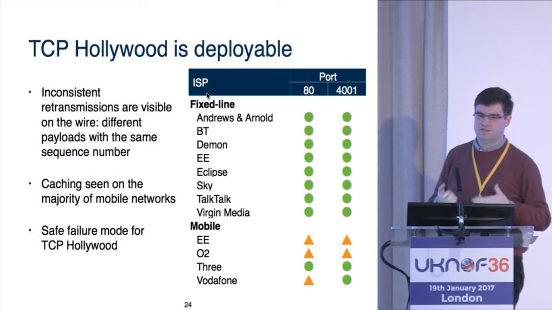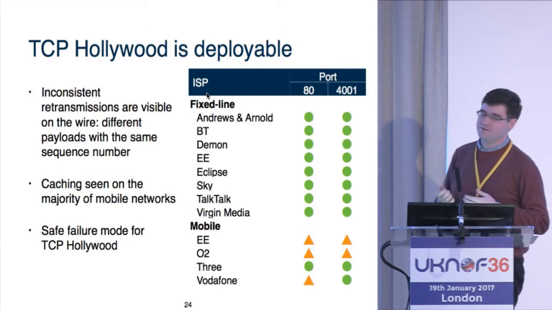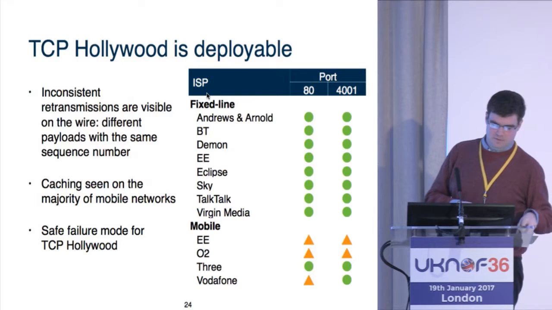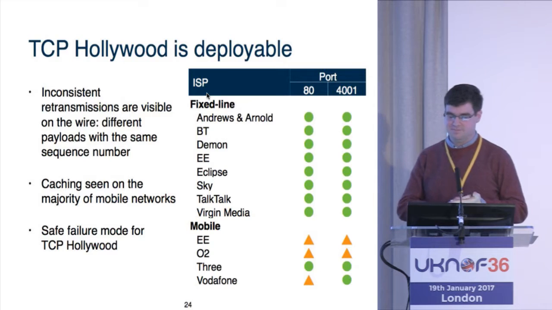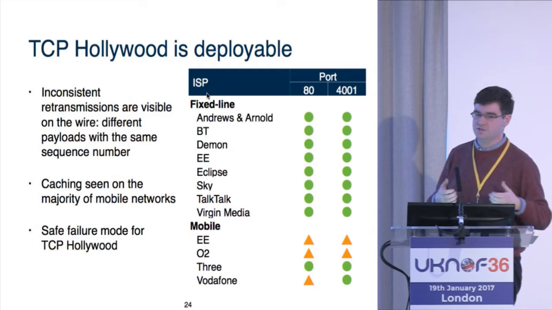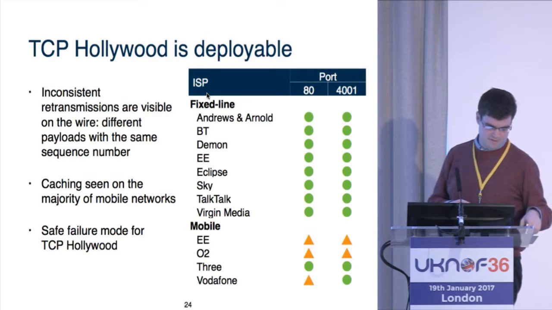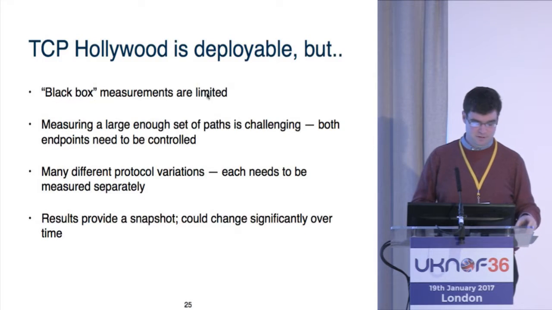So we saw a lot of split connection TCP caching on the cellular networks, and that's reasonable behavior. Most of the packet loss is going to happen not as a result of congestion. And this is a safe failure mode for TCP Hollywood. The framing and intermediary layer can deal with receiving the original data. It doesn't matter to the application. Of course, you don't get the performance benefit because the data has expired, but it is a safe failure mode for TCP Hollywood.